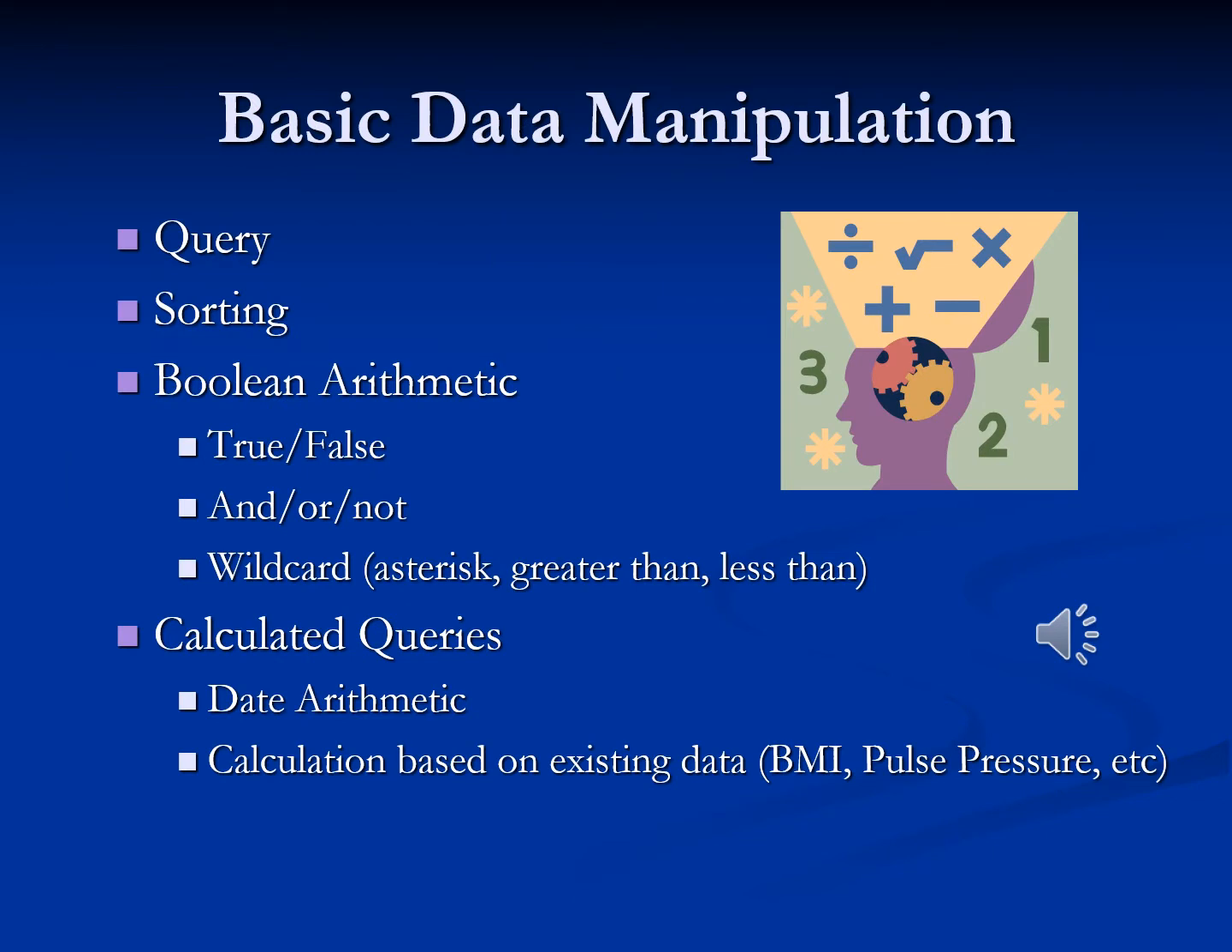These are some very basic examples of data manipulation that you can do when you're doing a query. You can sort, you could do some Boolean arithmetic, true, false, so you want just male or just female, and, or, not. So maybe you want all females that live in a certain city that are above a certain weight. And then wildcard, that would be an asterisk, and you could do greater than or less than. You could have calculated queries that are date arithmetic, or they could be calculated based on existing data, for instance, your BMI that we mentioned a minute ago, or pulse pressure, things that are calculated based on existing data.